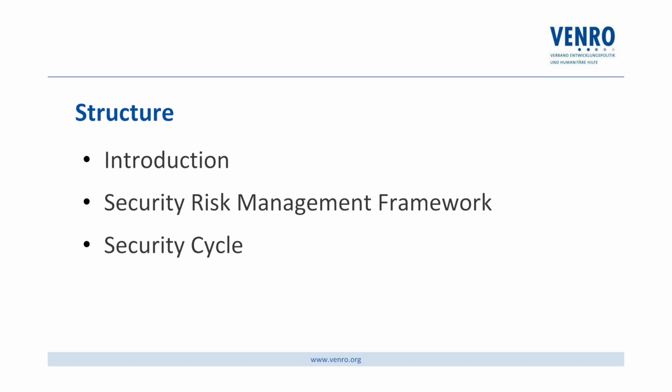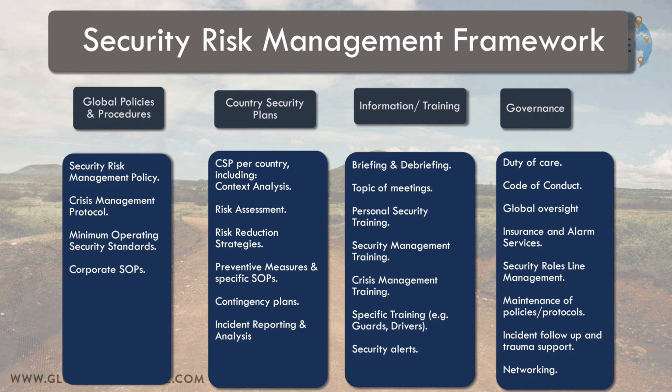more safe and secure. Talking about the security risk management framework, at Global Risk Advice, we use four different pillars which can help you get an idea what you can implement for your NGO. The first one is about global policies and procedures, or if you're a local or a partner organization, your national policies and procedures. The first one is the security risk management policy.